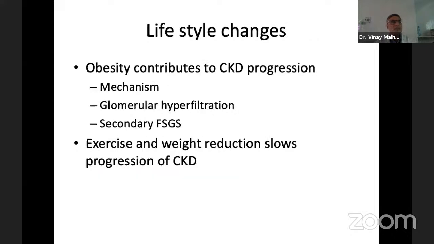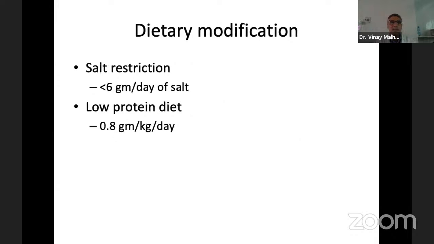Then after nephrotoxic drugs, we mentioned lifestyle changes. What are the various lifestyle changes? Weight reduction is very important because obesity itself contributes to CKD progression. Obesity is known to cause glomerular diseases also. Obesity is known to cause focal segmental glomerulosclerosis. So obesity will lead to glomerular hyperfiltration. It can cause secondary type of focal segmental glomerulosclerosis.